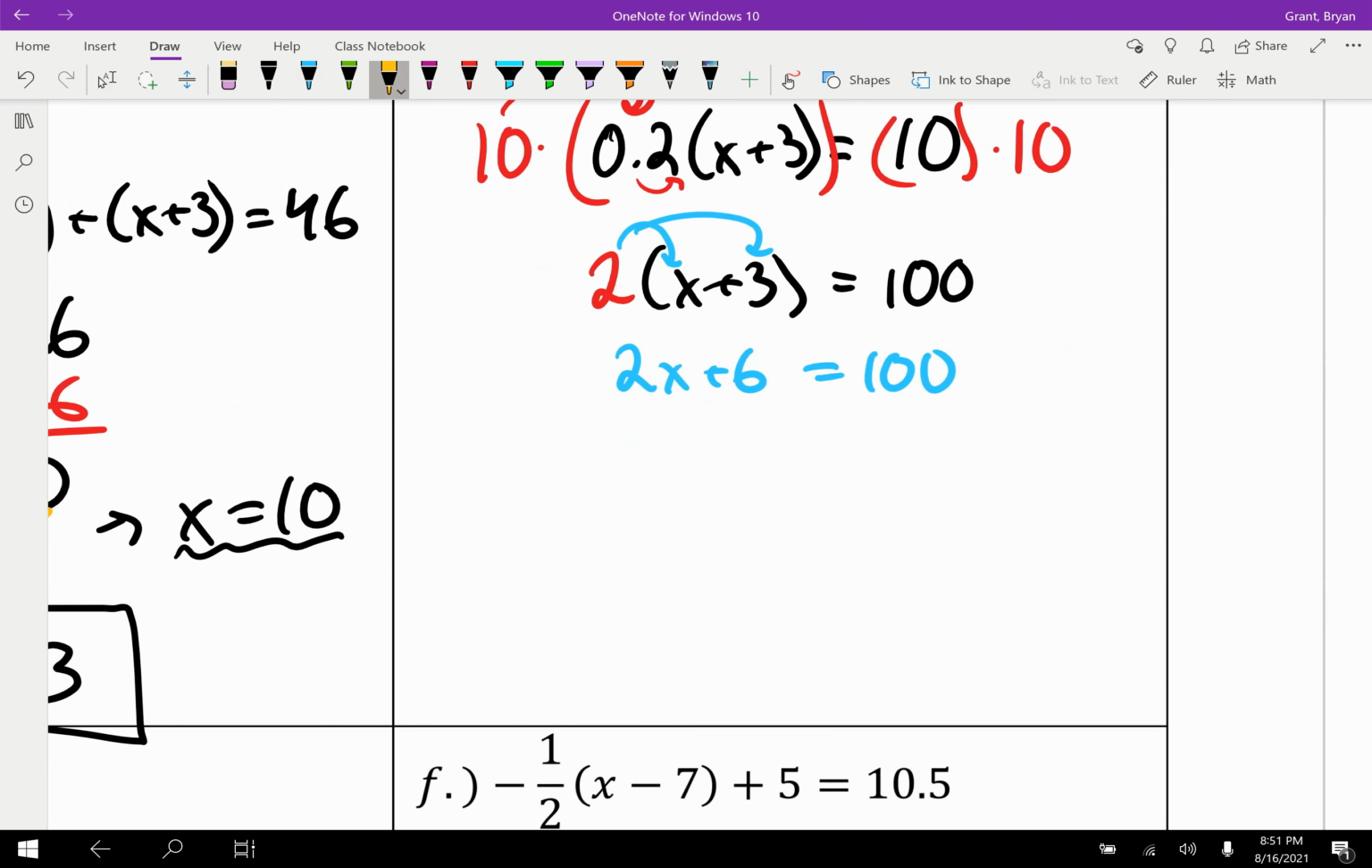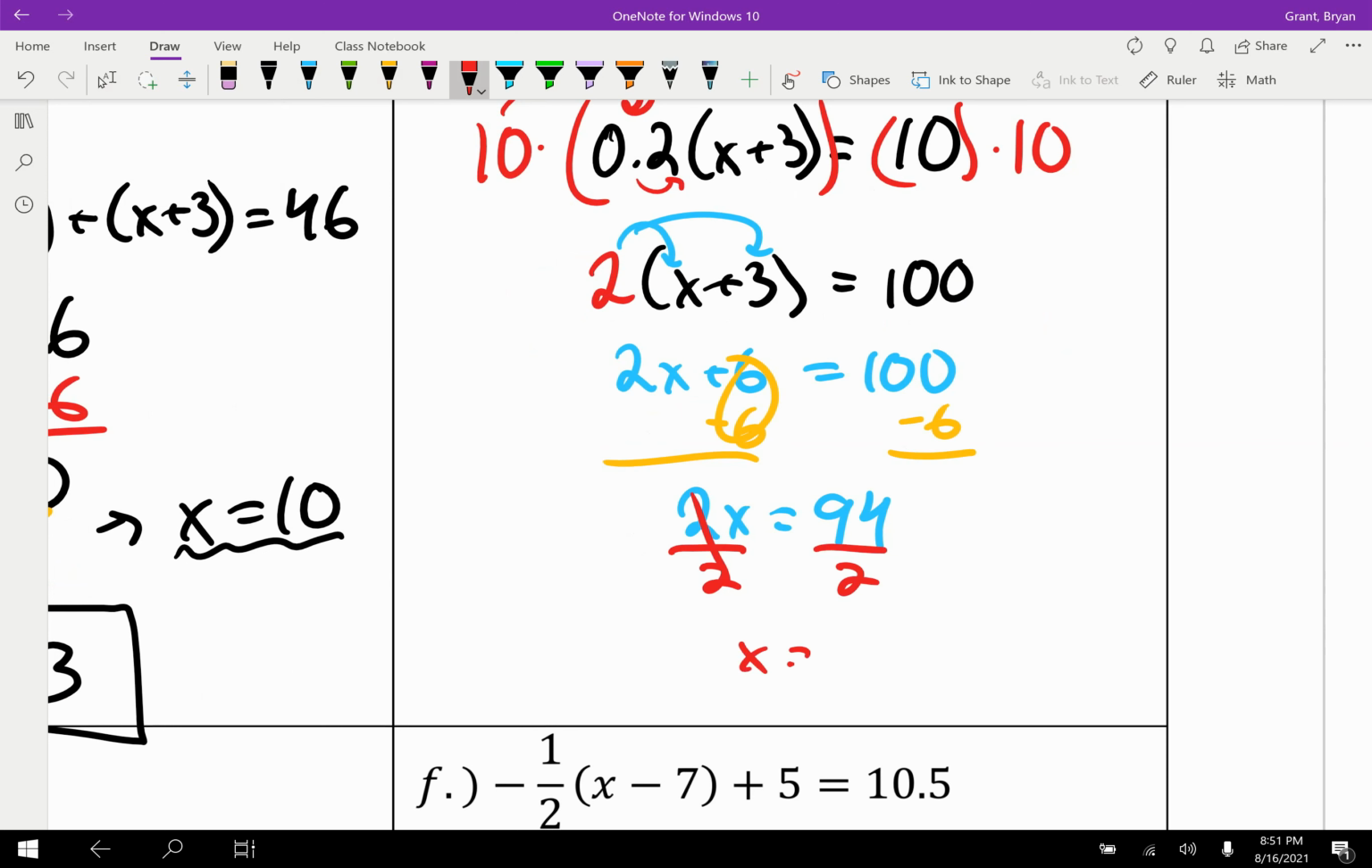And then SADMAP. Subtract 6. 2x equals 94. And divide by 2. x equals, let's see, 90 divided by 2 is 45. 46, I think 47, because 7 and 7 makes 14. That looks pretty good.